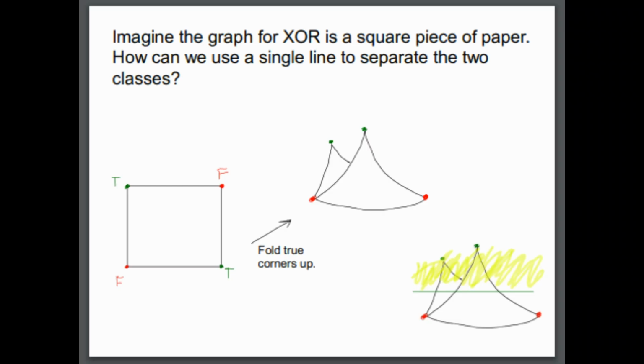Another way to think about this though is imagine the graph for XOR is a square piece of paper. How can we use a single line to separate the two classes? So maybe we can do it with a single line. And what we can do though, with a piece of paper, you can fold two corners up, the ones that are true. And now we can draw a line in this three-dimensional way, one single line to cut through them. Okay, so this was a lot, but here's the key takeaways.